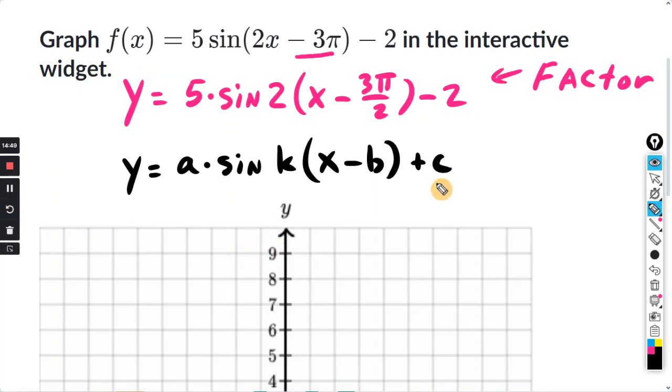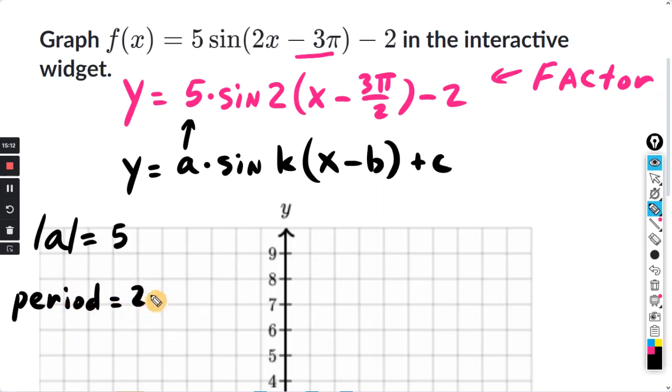So that is in this form, and now we can break this down. We can see that the amplitude is just 5. So A equals 5. If you want to make it the absolute value of A, that's your amplitude. And let's see, the period. That's going to be 2 pi over K. And what do we have for K? Well, we can see that K is 2, because we put it in factored form. It makes it so much easier. 2 pi divided by 2, the 2's cancel, and that just equals pi. So that's your period.